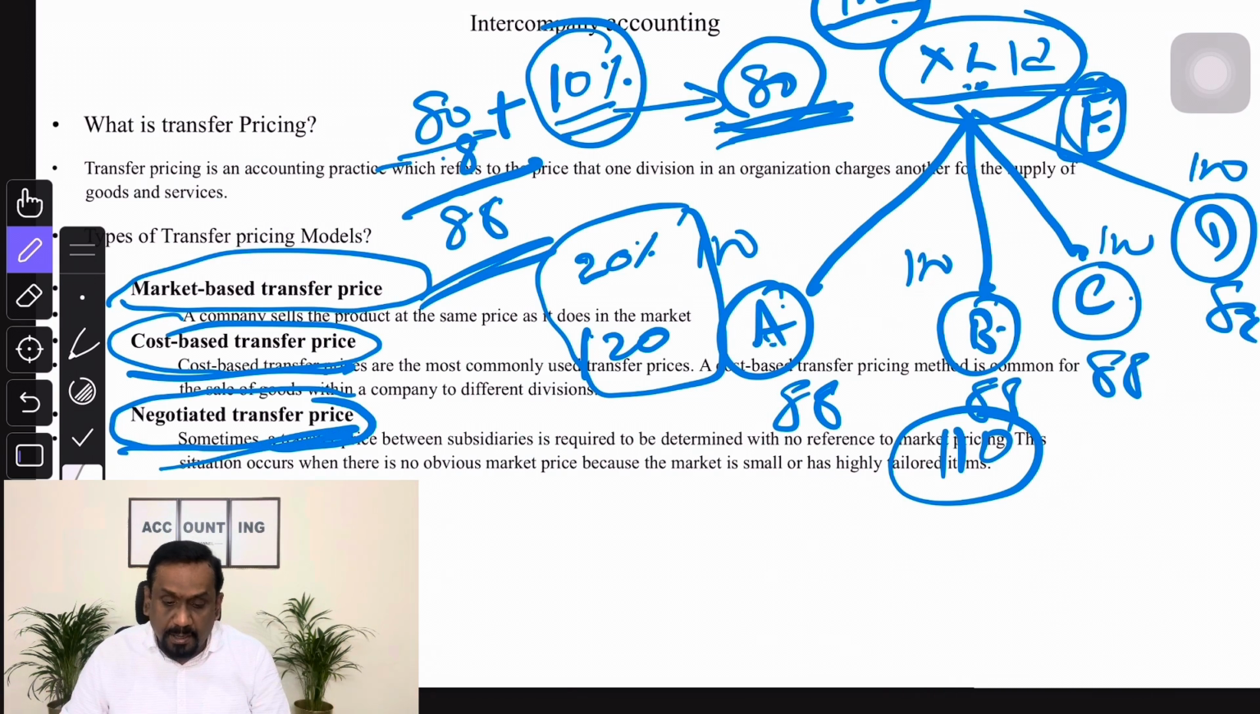So there are 3 models: market-based transfer price, cost-based transfer price, and negotiated transfer price. These are the 3 different prices at which X Limited can transfer the product to different companies. I'm stopping here, guys, because it is almost 20 minutes now. I'm going to talk about the rest of transfer pricing, how the transfer pricing will be calculated, what the formula says, and other topics as well in my next video. Please bear with me for another 1 or 2 videos to complete this intercompany accounting.